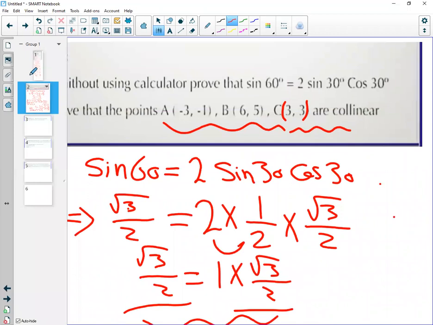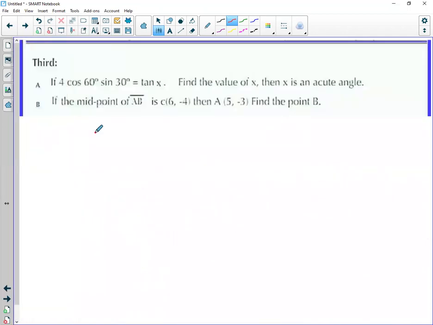Example number 3, the first point A: if 4 cosine 60 degrees sine 30 degrees equals tan theta, find the value of x, where x is an acute angle. Okay, who can solve this example?